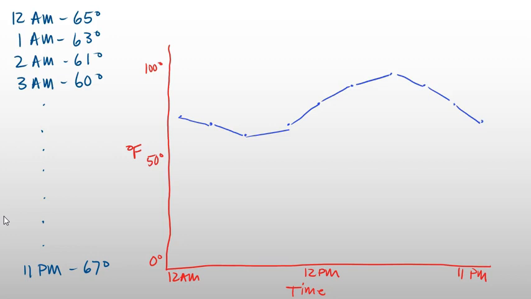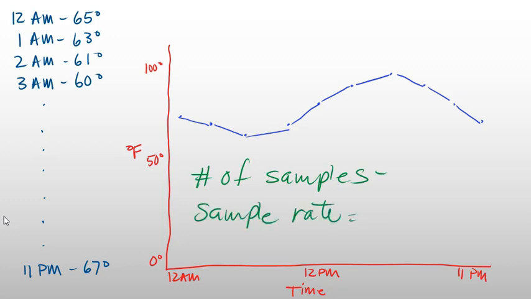But right away, we could ask two questions. We could say, what is the number of samples, and what is the sample rate? Both of those are easy questions to answer. The number of samples would simply be 24. We had one sample for every hour of the day, so we had 24 samples. Now the sample rate takes into account time, so we're asking how many samples per unit of time. In this case, we had one sample every hour, so our sample rate was one sample per hour.